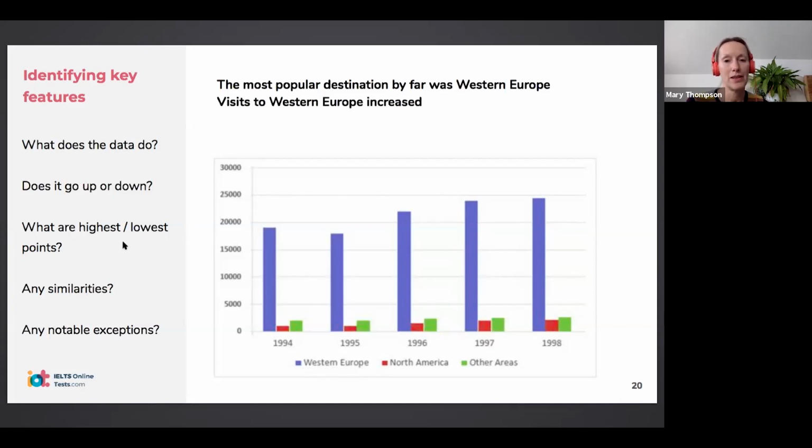Another point you can see here, visits to Western Europe increased, and visits to North America and other areas were low and stayed fairly low. So they're the main points about this chart.